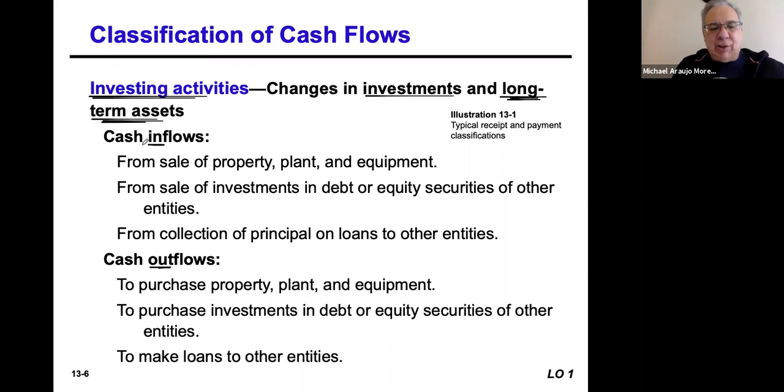So how would cash come in? Well, if you sold off any property, plant, and equipment, you would be getting cash for that sale. So that would be cash coming in. Certainly too, if you sold off any investments and you collected cash for that, that would be a cash inflow. Also, if you had any other types of investments like loans that you are collecting, that would be also technically an investing activity.